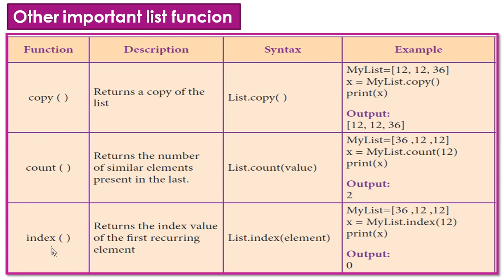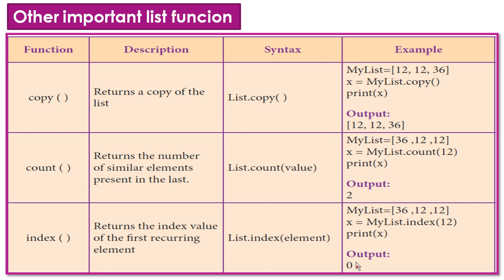The next important list function is index. It returns the index value of the first occurring element. Here list dot index of element, here x equal to my list dot index of 12. The index of 12 is actually, this is wrongly printed in your book, the index of 12 is 1, because the first value is 36, that is indexed by 0. The second value 12 is indexed by 1. The first occurrence index value of 12 is 1. So we get the result 1.